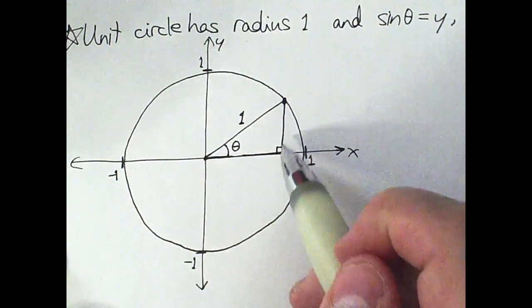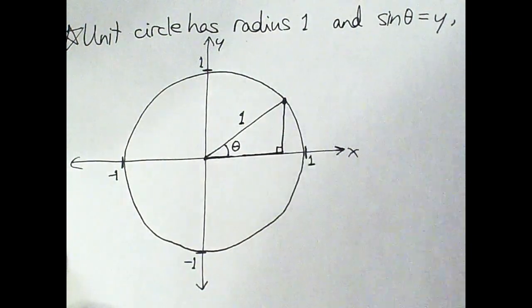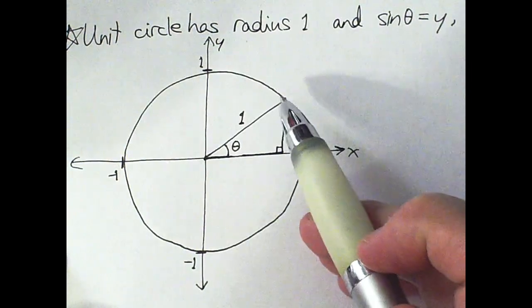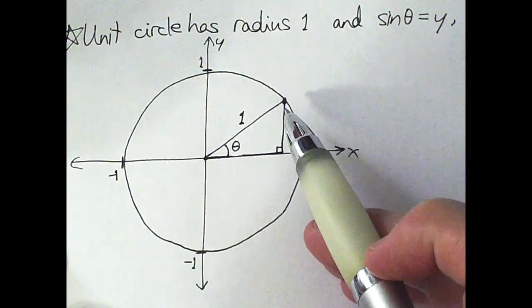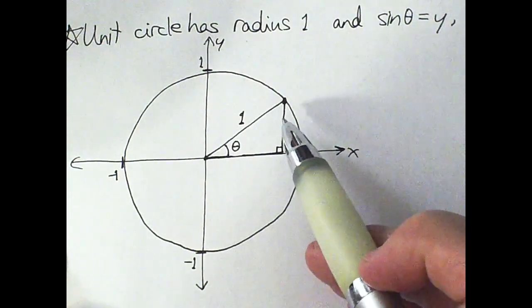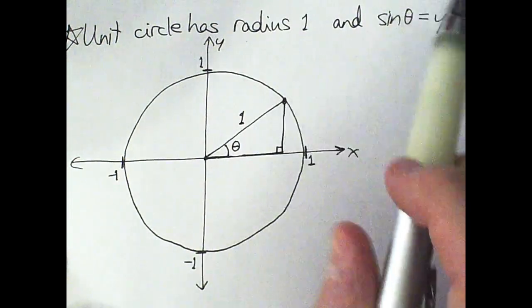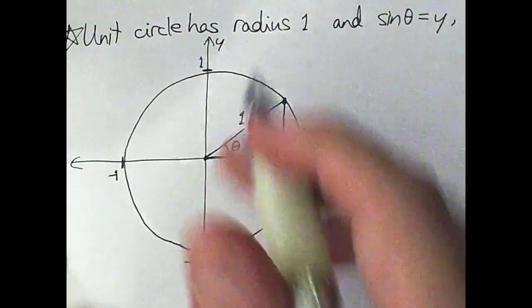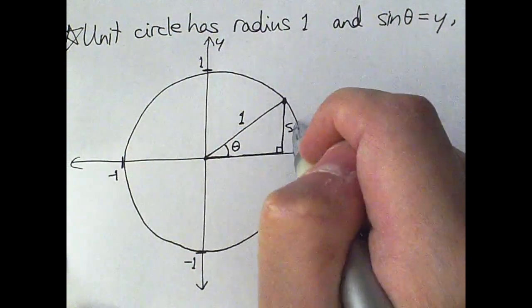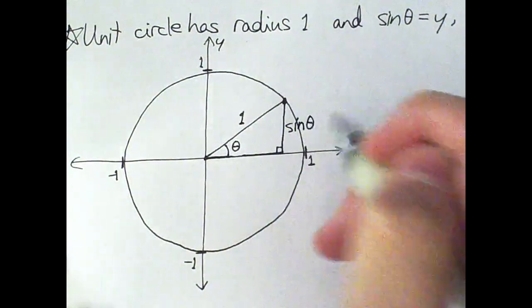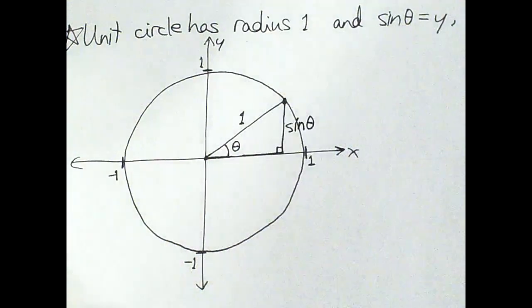What about this short side length here? What do you think this side length is? Well, the terminal point we typically think of as x comma y. So it's the y coordinate of this terminal point, and look what we've got up here in the corner. Y is sine of theta. So I could label this side as sine theta. That's the length of that side.